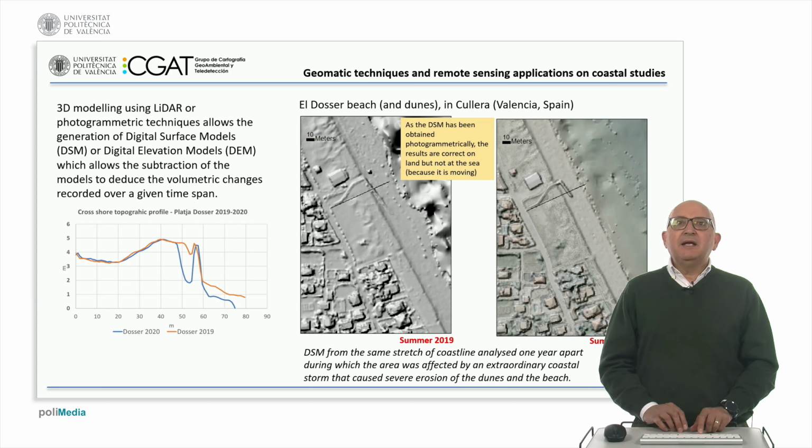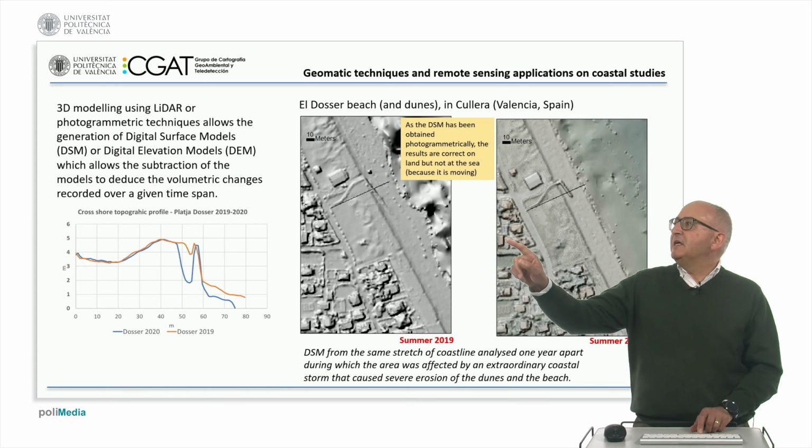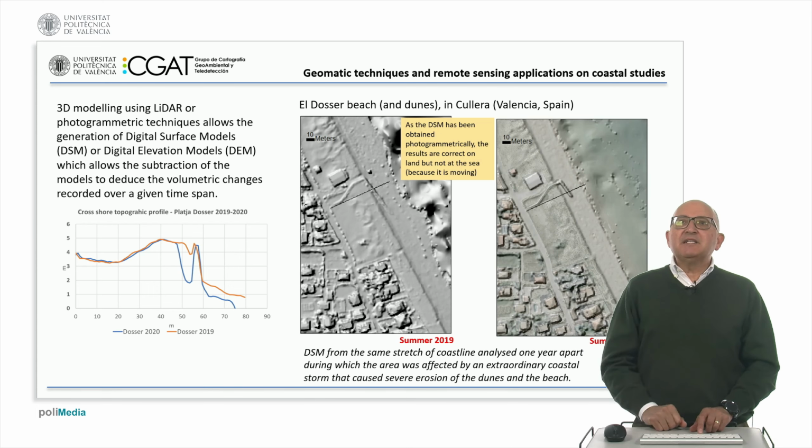Shaded images allow you to recognize the recession suffered by the dune front. Watch the stairs of the walkway that crosses the dune, where the black line indicates the position of the topographic profile, and compare with what we see on the left. With that data, you can calculate the volumetric changes suffered between these two dates.